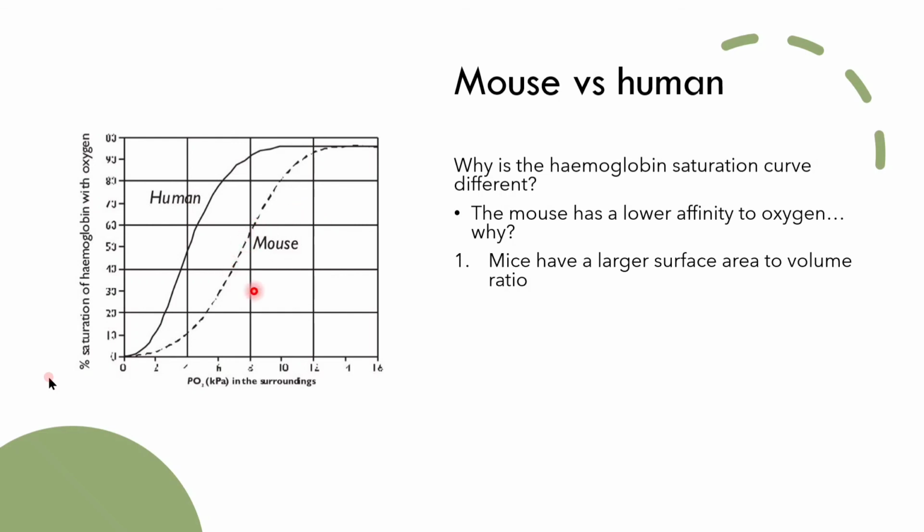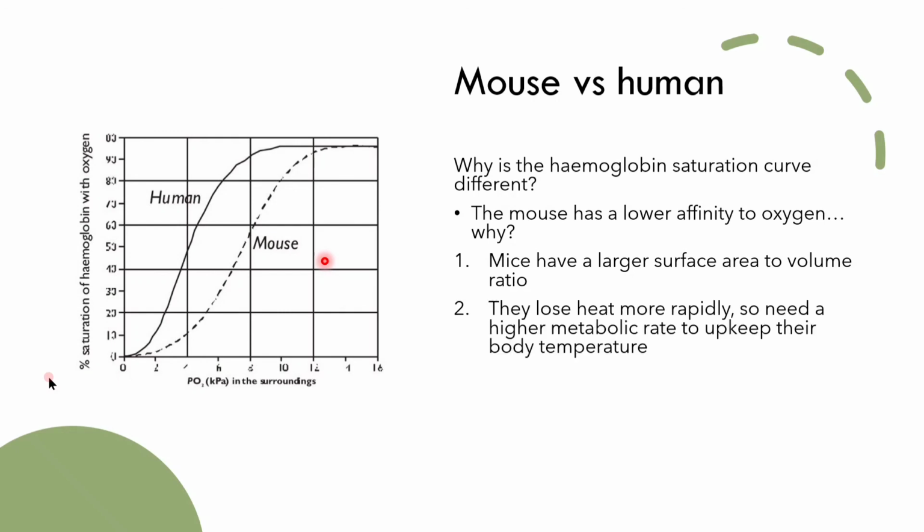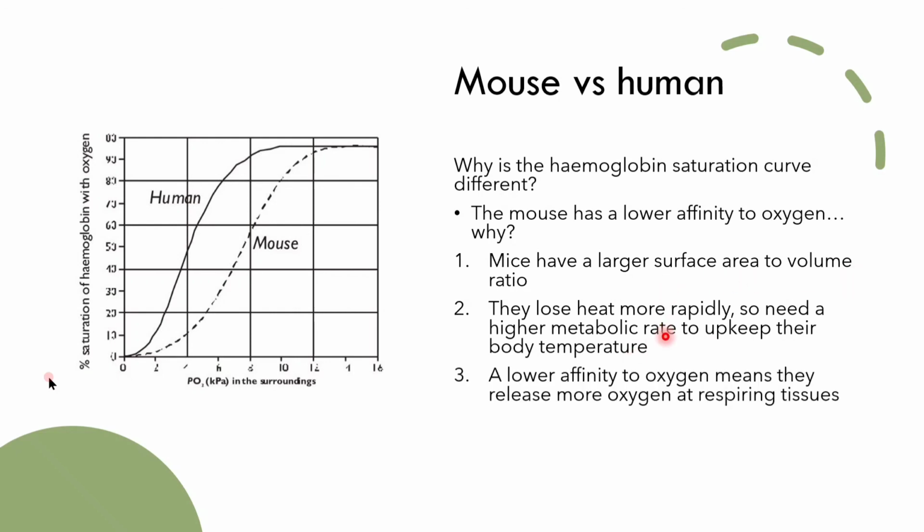So we know that a mouse has a larger surface area to volume ratio than a human. So this mouse has a larger surface area to volume ratio. So this means that the mouse will lose heat more rapidly, and so it needs a higher metabolic rate to keep up its body temperature because it's quickly losing its body heat because of this large surface area to volume ratio.